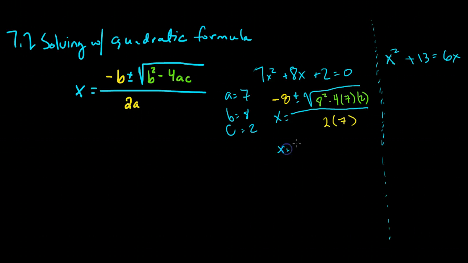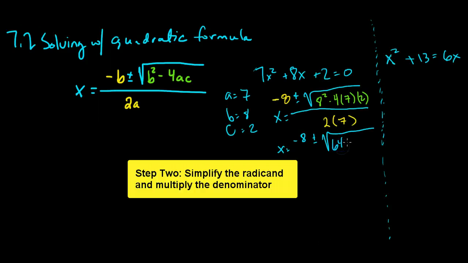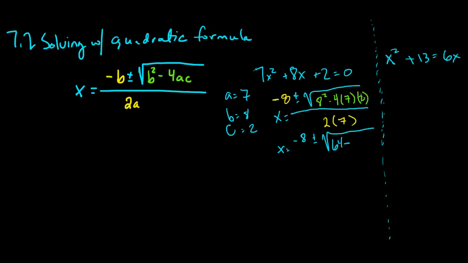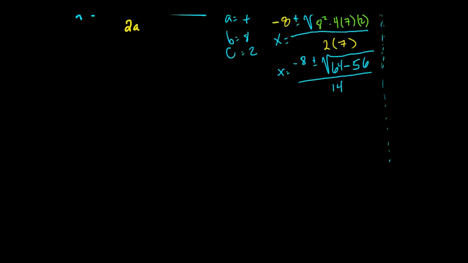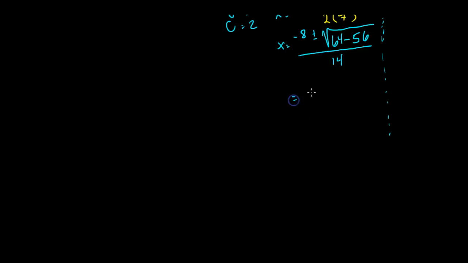So that'll be negative 8 plus or minus the square root of, okay, let's see, 8 squared is 64. Negative times a positive is a negative. 8 times 7 is 56. And we're going to put all over 2 times 7, which is 14. Okay, let's keep going from there. So that means that we'll have the opposite of 8 plus or minus the square root of, let's see, 64 minus 56 is going to be 8. And that's going to be over 14.